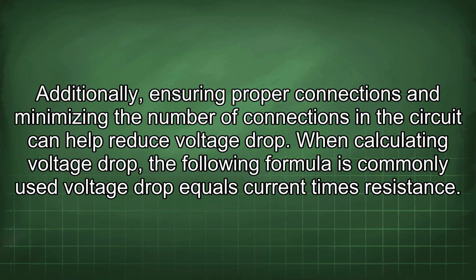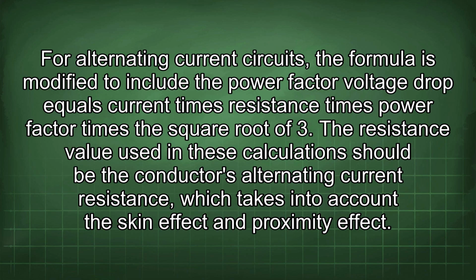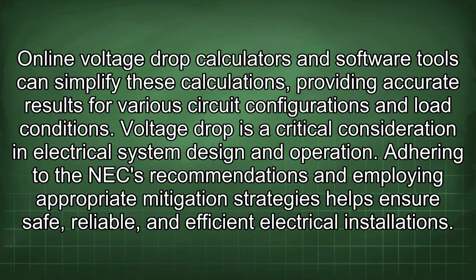When calculating voltage drop, the following formula is commonly used: voltage drop equals current times resistance. For alternating current circuits, the formula is modified to include the power factor: voltage drop equals current times resistance times power factor times the square root of 3. The resistance value used in these calculations should be the conductor's alternating current resistance, which takes into account the skin effect and proximity effect. Online voltage drop calculators and software tools can simplify these calculations, providing accurate results for various circuit configurations and load conditions.